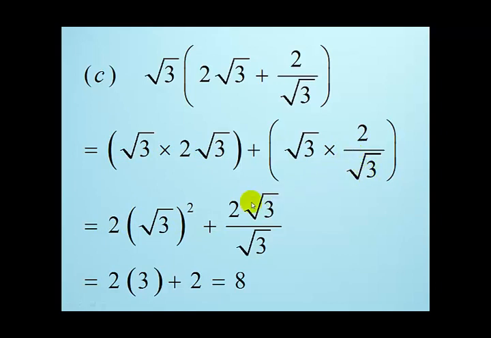So we have 2 root 3 divided by root 3. Now root 3 all square is equal to 3. And so we have 2 times 3 plus 2, because root 3 will cancel root 3 and we are left with 2. Now when we multiply 2 by 3, the answer is 6. And 6 plus 2 is equal to 8. This means that root 3 times 2 root 3 plus 2 over root 3 is equal to 8.